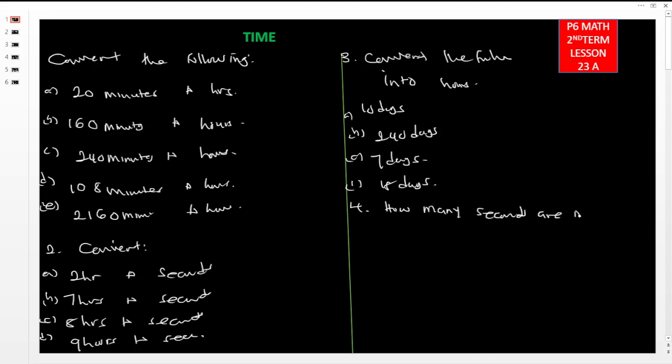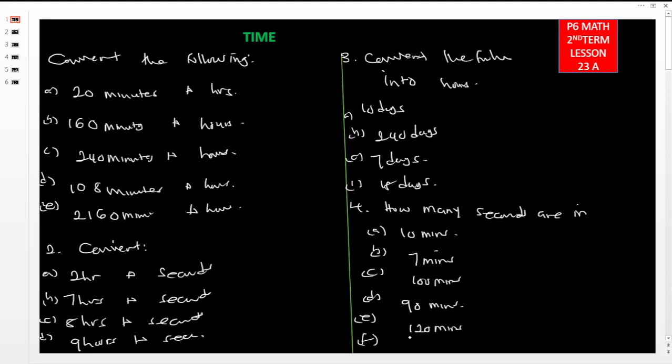Then number 4, how many seconds are in part A, 10 minutes. Part B, 7 minutes. Part C, 100 minutes. Part D, 90 minutes. Part E, 120 minutes. Part F, 145 minutes.